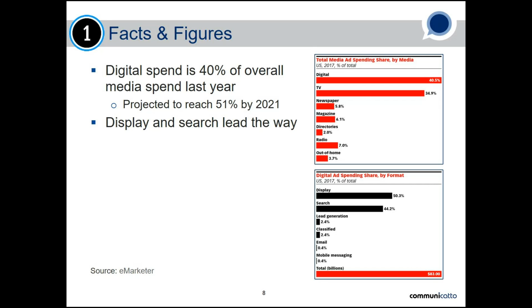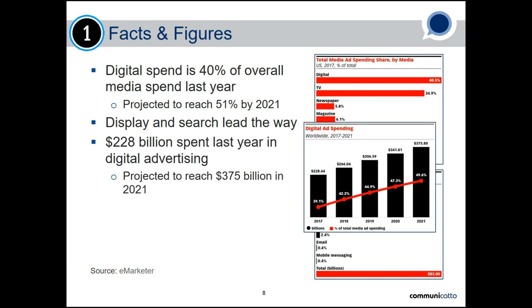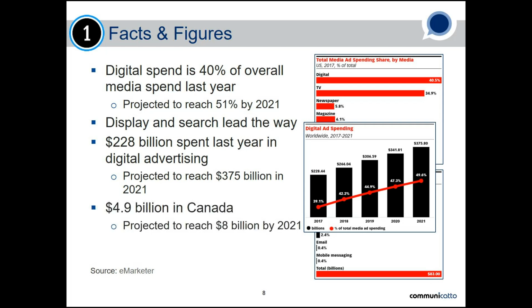I mentioned email earlier on. It's very effective, but it does not receive the same sort of monetary love that display and search are getting. Last year, worldwide, I think this is a worldwide statistic, $228 billion was spent on digital advertising, and that's going to go up to $375 billion worldwide. In Canada, we spent just under $5 billion last year, and that'll almost double by 2021. So it is a large market.